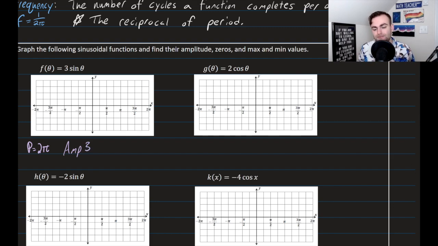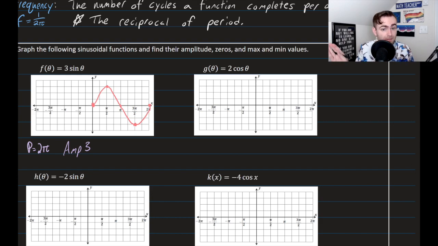Now we can use our key points. Remember for sine, it was mid, up, mid, down, mid. Let me use a nicer and brighter color, like a reddish pink. Mid, up, mid, down, mid. That is the pattern, and we're starting and stopping at the length of our period. This is the curve we get.